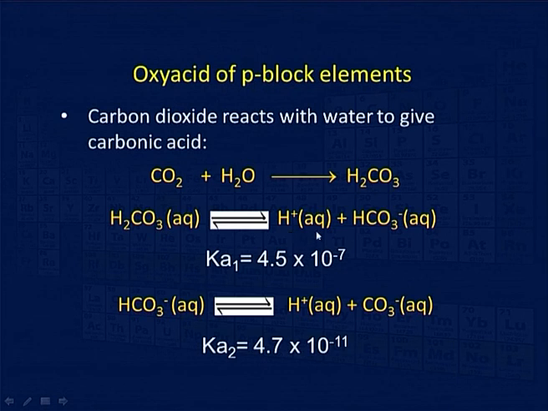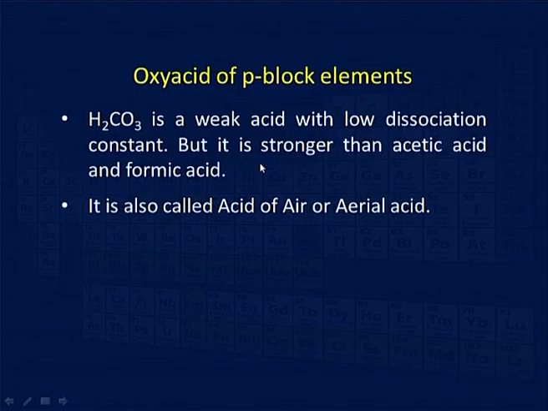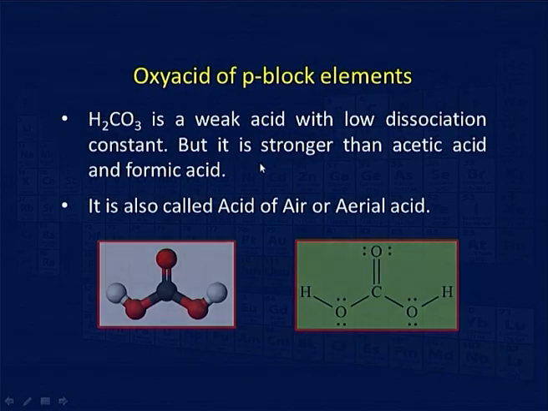The dissociation constant for this process is 4.5 × 10^-7. However, the bicarbonate is further dissociated with a constant of 4.7 × 10^-11. These are the two values. Carbonic acid is a weak acid with a low dissociation constant, but it is comparatively stronger than acetic acid and formic acid. It is also called acid of air or aerial acid.